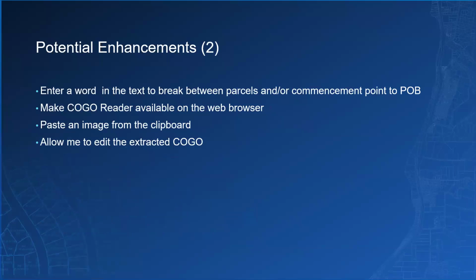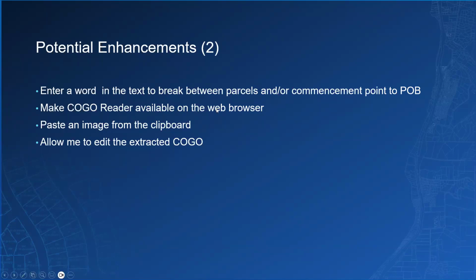More enhancement: enter a word in the text to break between parcels and commencement point and POB. Sometimes we fail to identify where the commencement lines end and where the point of beginning starts. So imagine you just enter the text POB, and that's basically a known word for COGO Reader to know I should break here. From here down it's parcel lines, before it was commencement lines.